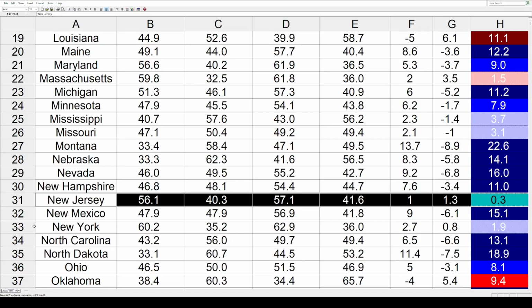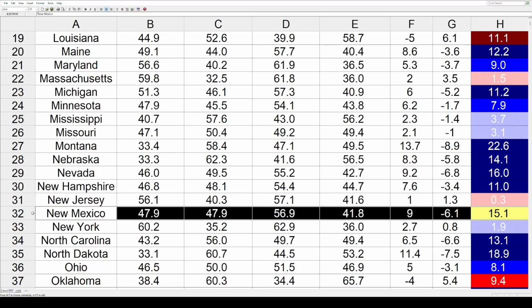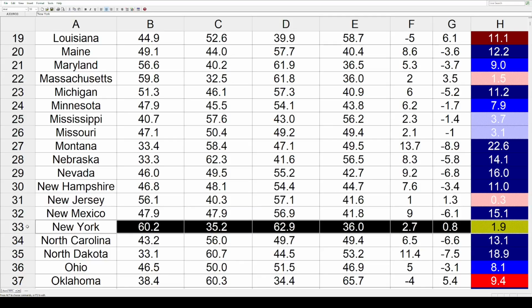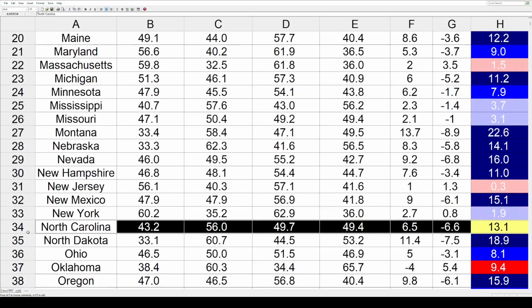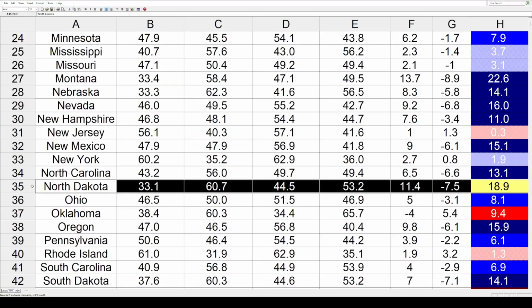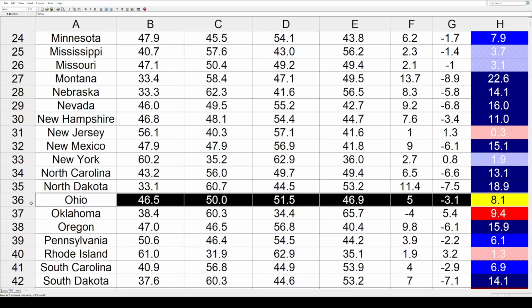Very little change there, but it did shift 0.3% toward the GOP. Back toward the Democrats, we've got New Mexico, 15.1. New York, 1.9. North Carolina, 13.1. North Dakota, 18.9. And Ohio, 8.1.